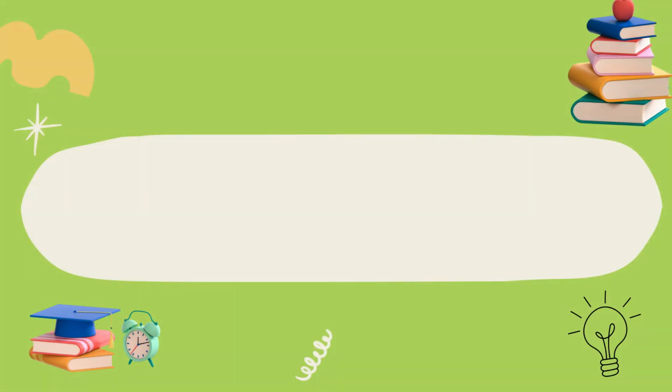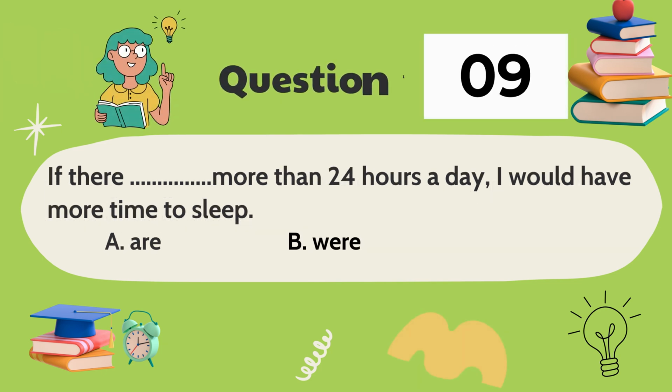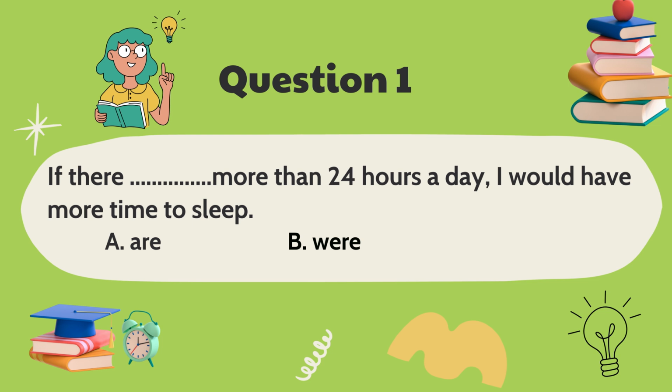Now we move to an exercise. Question number 1. If there blank more than 24 hours a day, I would have more time to sleep. We should choose A, was, or B, were. You have 10 seconds to complete the sentence. Time's up. Let's check together. Look at sentence number 1. We can see the verb in the main clause is would have, so this sentence is conditional sentences type 2. Therefore, we choose B, were.